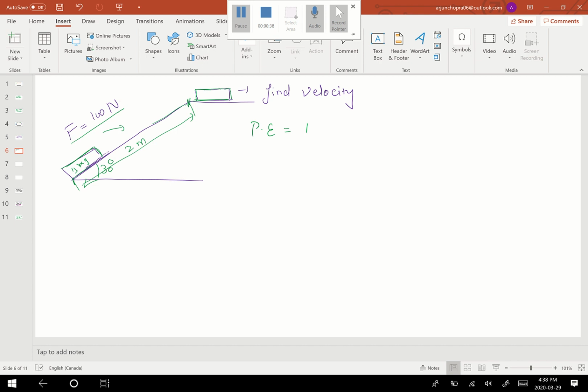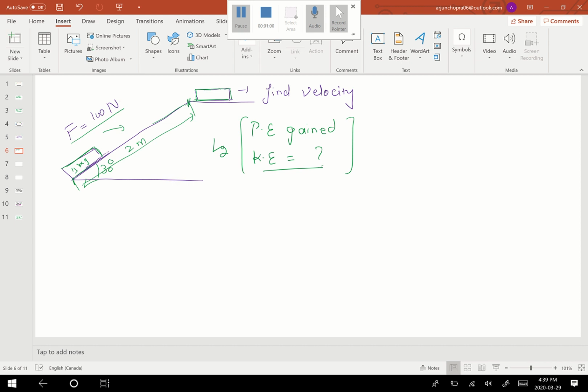block. Potential energy gained, and kinetic energy at the final stage. That's what I want to find out at location 2. We can call it potential energy gained and kinetic energy at location 2.